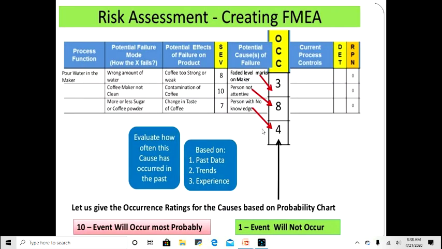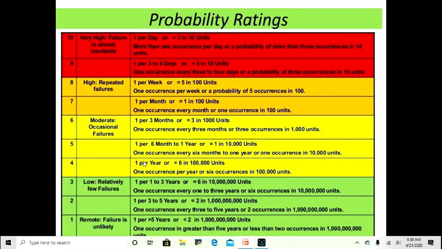And you are grading it. Faded level of marker: only when the coffee maker is used more will there be fading, so occurrence is 3. Person not attentive, see, 8, because most of the time he is not attentive. And person with no knowledge is like 4, sometimes it is happening. 4 in the sense it is occurring how many times? 1 per year. This is based upon the guidelines they have framed.